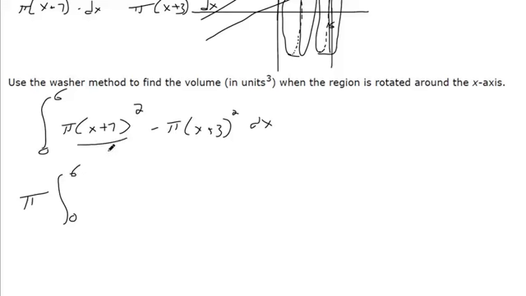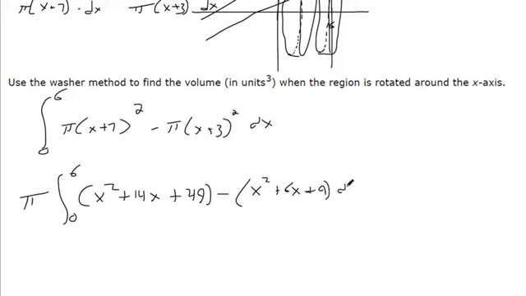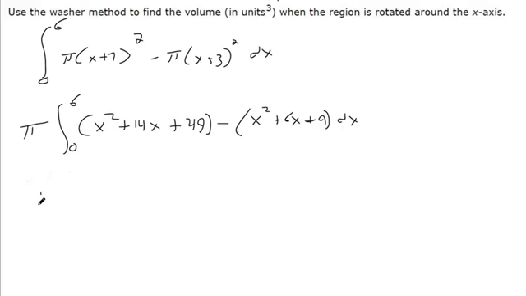And then I'm going to expand both these parentheses. X plus 7 times x plus 7 gives us x squared plus 14x plus 49. And then we're subtracting that by x squared plus 6x plus 9. So if we combine terms, x squared minus x squared makes nothing. 14x minus 6x makes 8x. And then 49 subtracted by 9 makes 40.